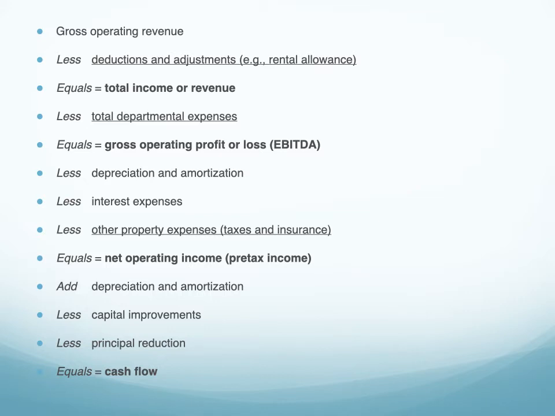And then from that, you subtract off all of your departmental expenses, all of your payroll, your overtime, your staffing, all of your benefits, and then the cost of operating each of your departments, your housekeeping, your food service, etc. And that equals your gross operating profit or loss, and that's also known as EBITDA. EBITDA stands for earnings before interest, taxes, depreciation, and amortization.